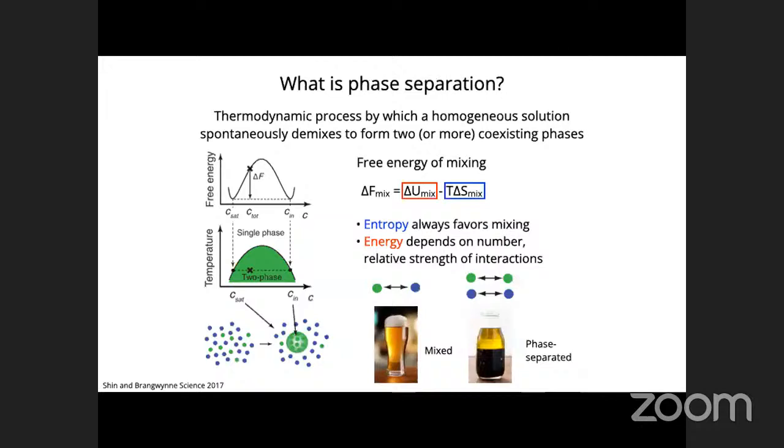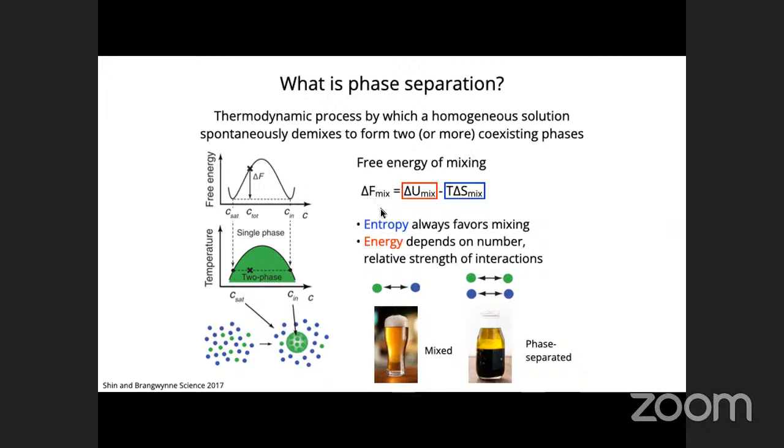So, what is phase separation? It is a thermodynamic process by which a homogeneous solution spontaneously demixes to form 2 or more coexisting phases. So if you think about it like salad dressing, you shake it up really vigorously, then it is homogeneous, and then it spontaneously demixes into an oil phase and a vinegar phase, right? And those coexist; those are stable at equilibrium. And so you can predict whether a system will phase separate or stay mixed, based on its free energy of mixing.